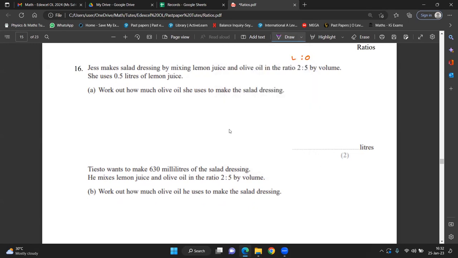Right. 2:5 is the ratio, yes or no? 0.5 liters of lemon juice will be written below the 2 or below the 5? Akhil, it will be written below the 2 or below the 5?